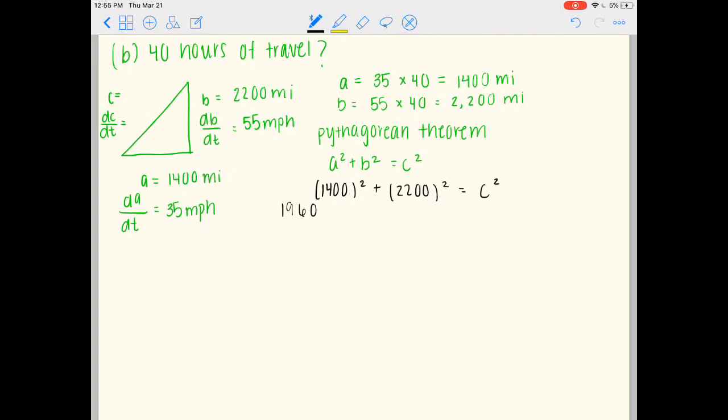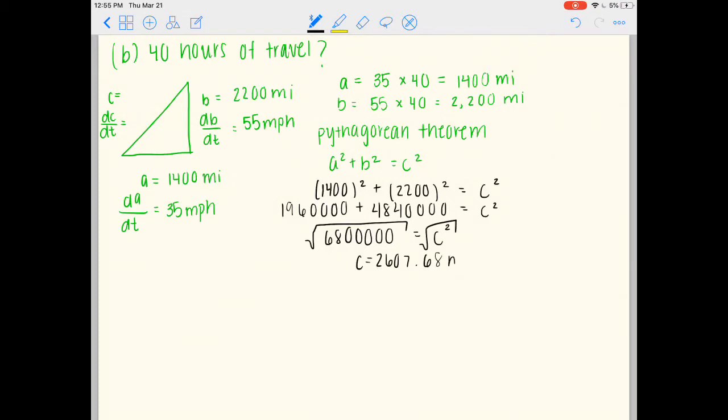We then find the value to be 1,960,000 for 1,400 squared, and 4,840,000 for 2,200 squared, to be equal to c squared. With those values added together, we get 6,800,000 is equal to c squared. We would then take the square root of c squared and 6,800,000 to receive the value of 2,607.68 miles to be the distance of side C.